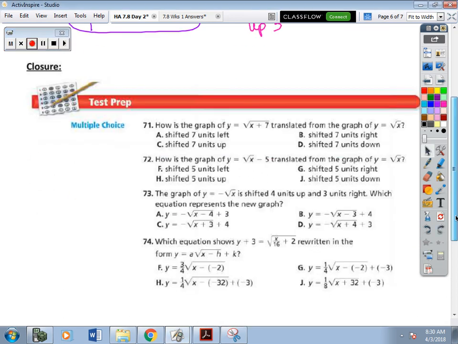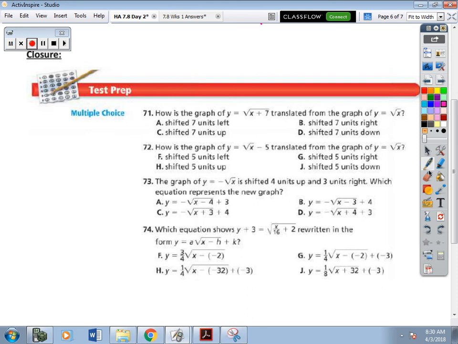All right, closure. You guys can go ahead and get with a friend. If you'd like to work alone, you can. I want you guys to complete the multiple choice questions. And then when you're finished, come up and show me your answers. And if you guys are correct, you guys can work on the homework for the rest of class.